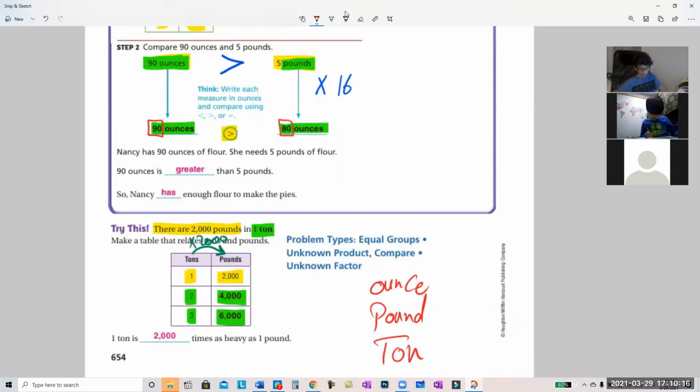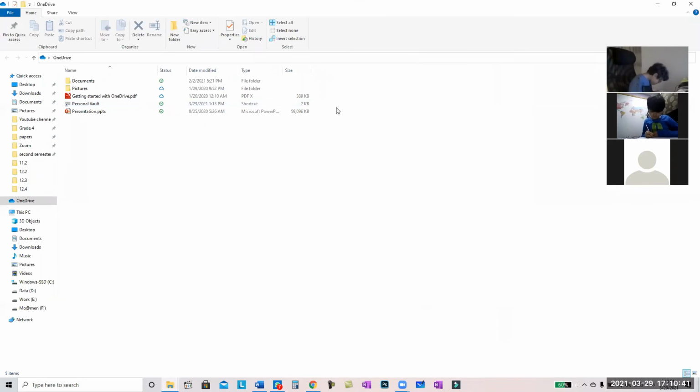Okay, the ounce is the smallest unit of weight, and then pound, and the greatest unit of weight is ton. Okay, so I will ask you on the next page to help me convert between these units. So let's move to the next page.